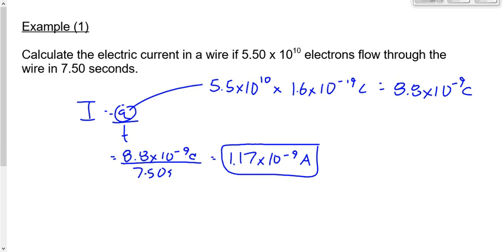1.17 times 10 to the negative 9 amps. Fairly straightforward, right? Not insanely easy, because we've got to do this to get the charge, but that's almost logical, right? If you have this many electrons and this is the charge of each, then multiply them to get the total charge. Okay?